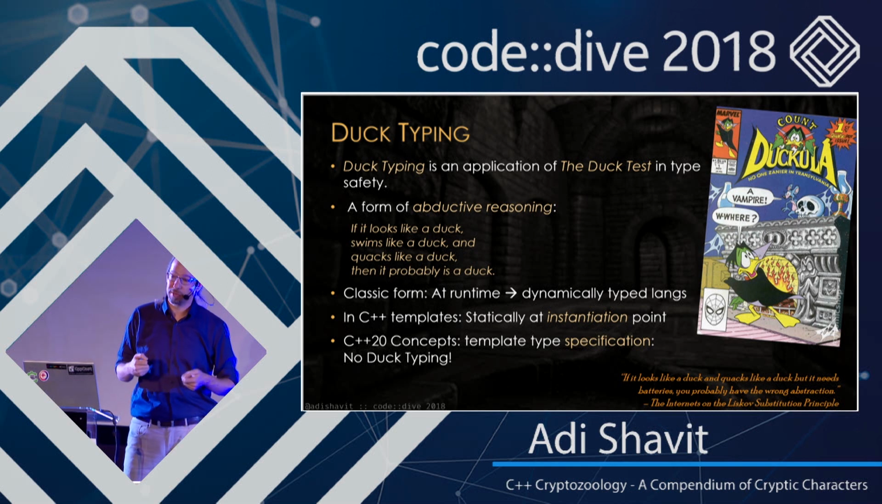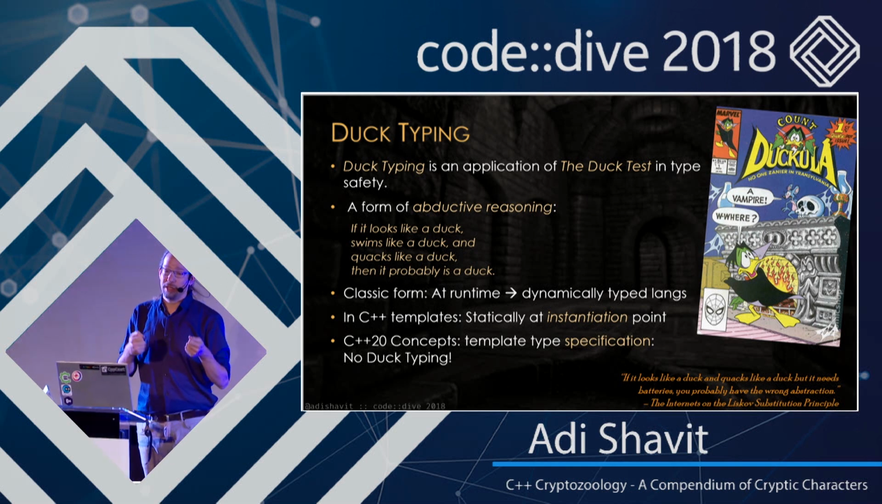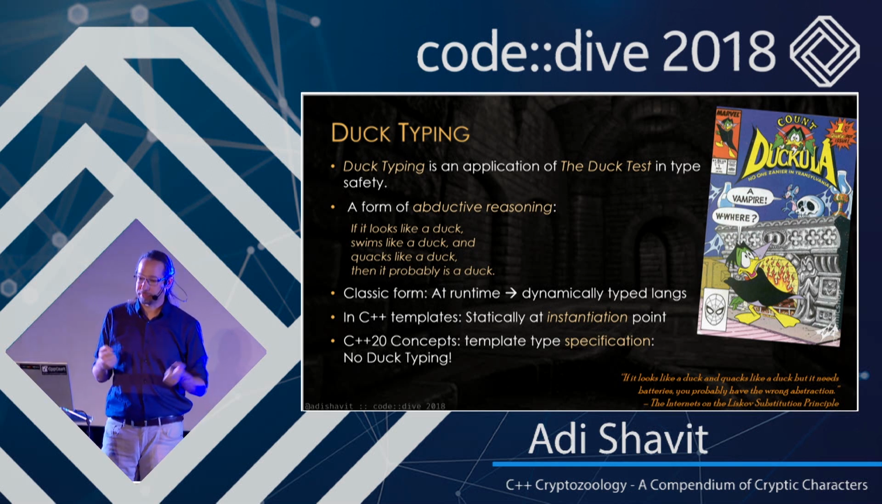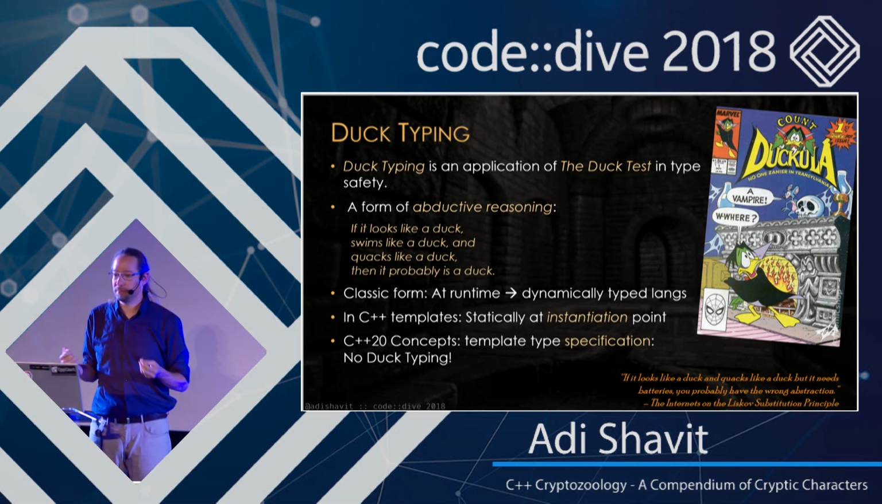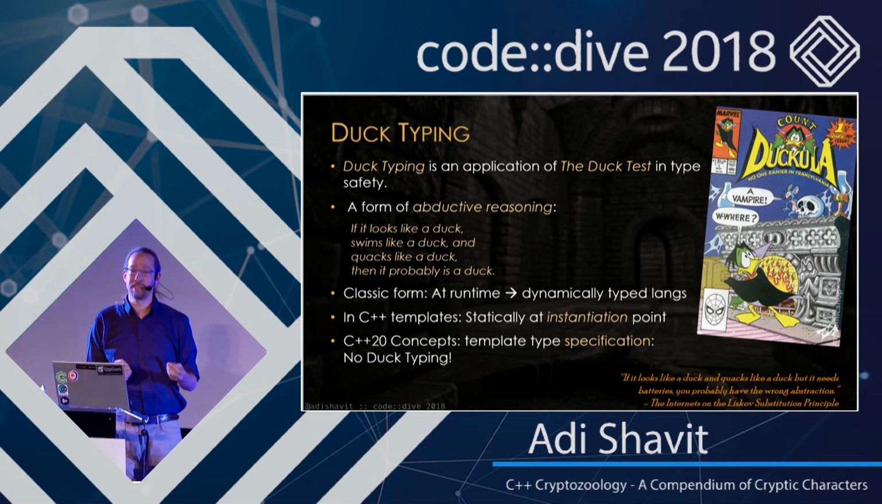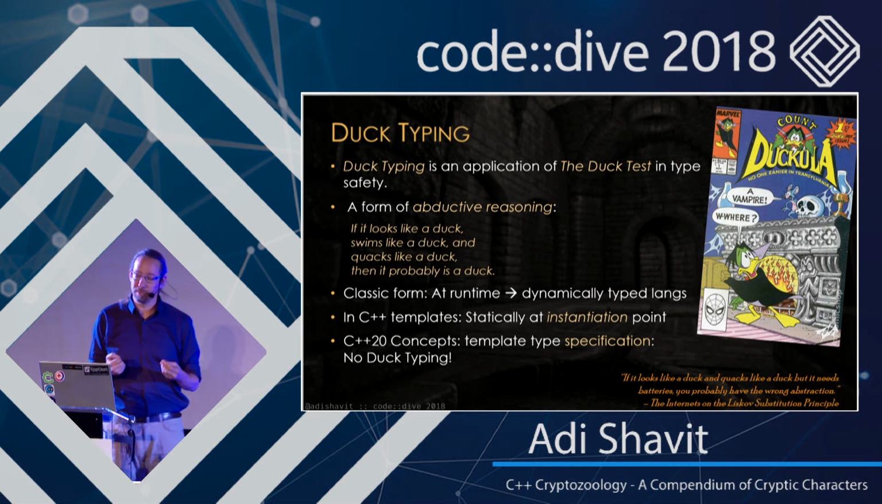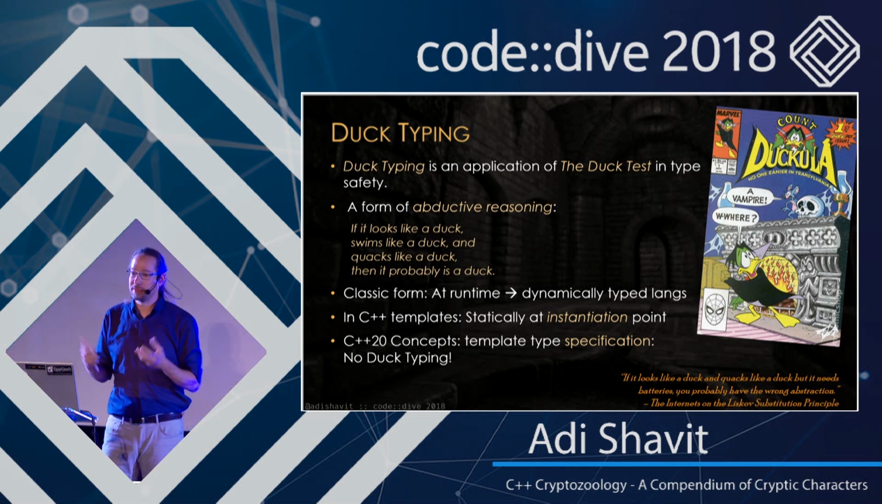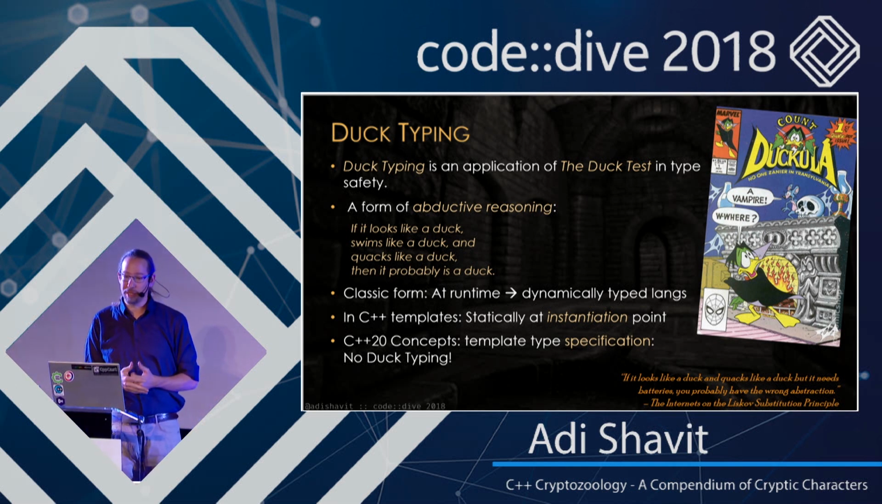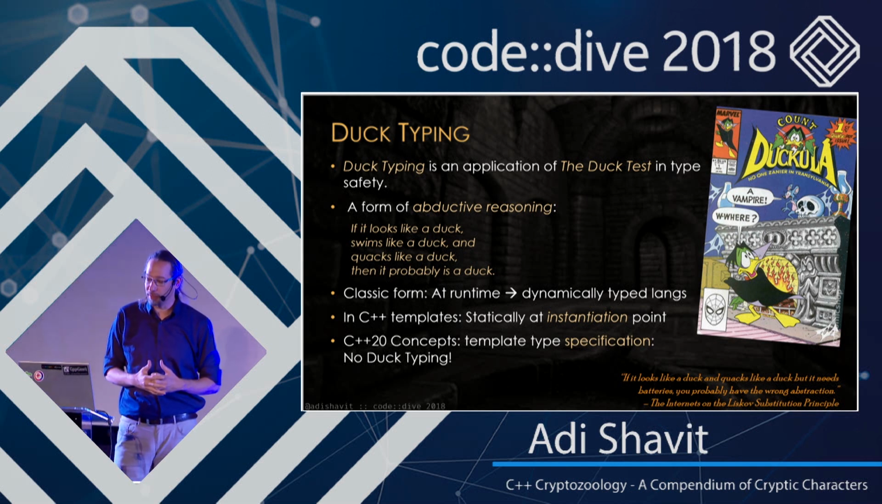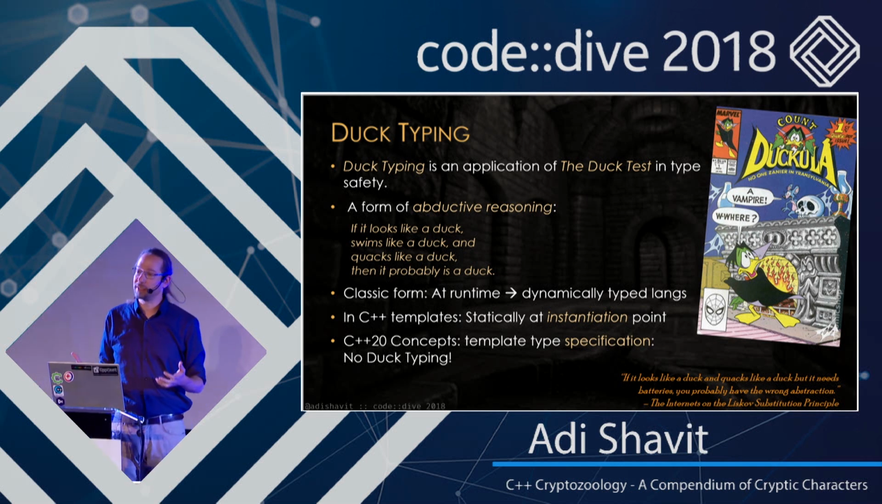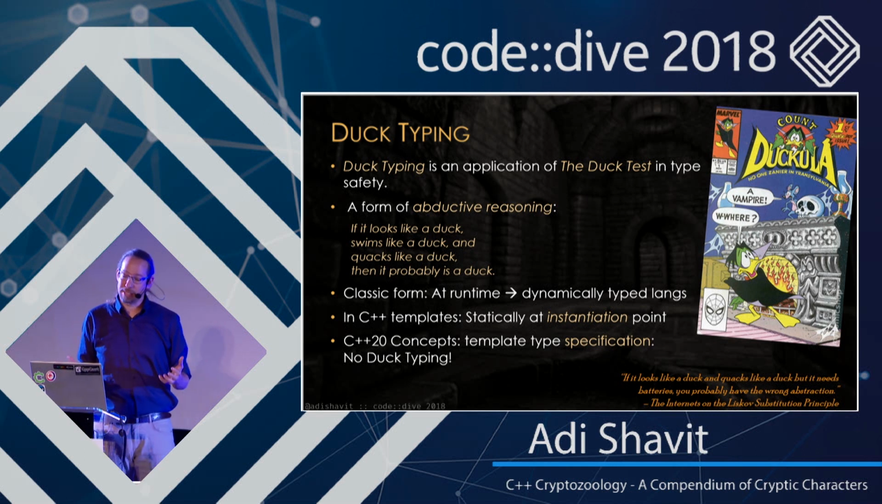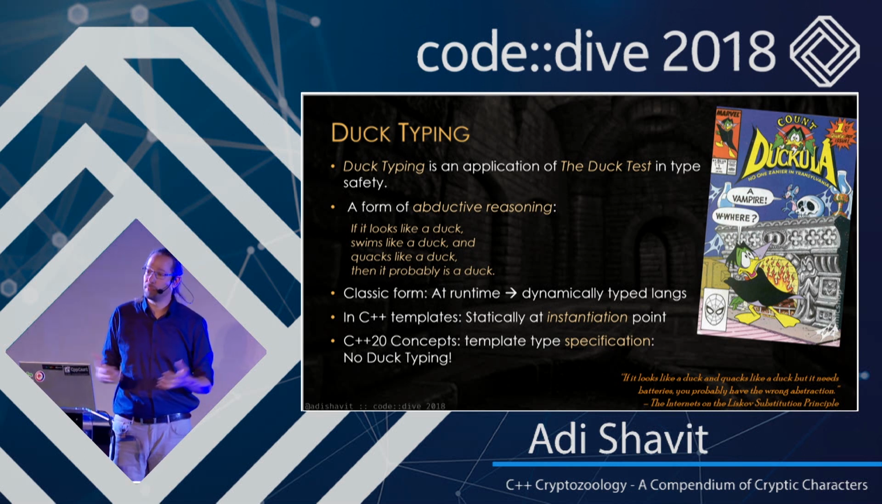And in its classical form, it's much more common in dynamic languages. So if you think about languages like JavaScript, and you get some object, you can try to access some of its members, some member functions or member variables. If these exist, then very well, your program continues running. If it doesn't, then you get a runtime error. However, C++ is a statically typed language, so in these cases, the code won't compile.